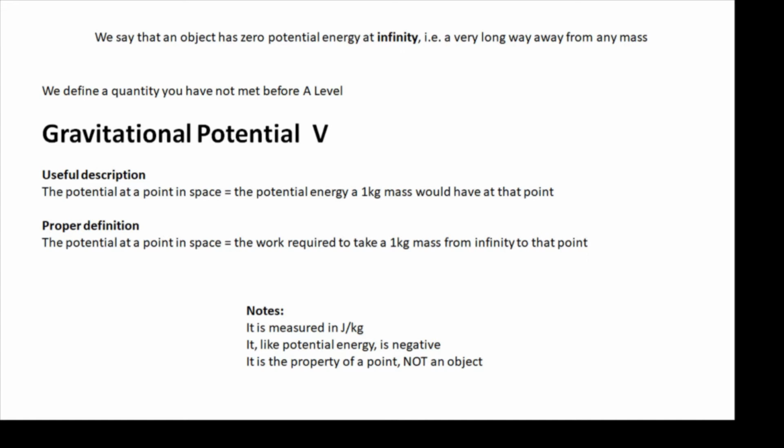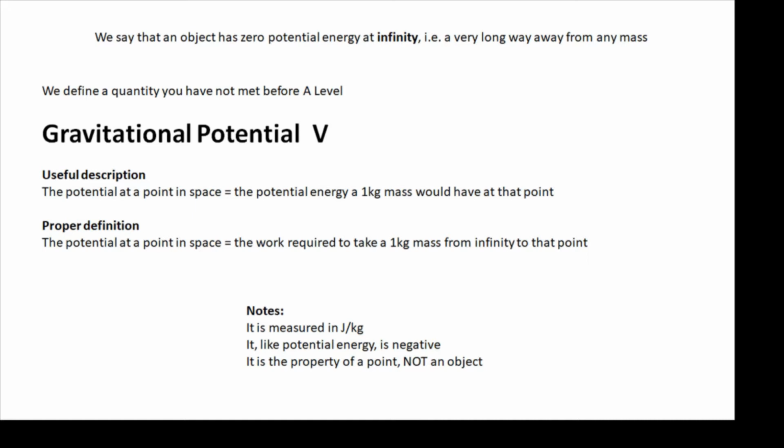And we define a quantity you've not met before at A level called gravitational potential. What do we mean by gravitational potential? A useful way of thinking about it is that the potential at a point in space is the potential energy that a 1 kilogram mass would have at that point. The actual proper definition is that the potential at a point in space is the work required to take a 1 kilogram mass from infinity to that point. That's what you'll read in a textbook.